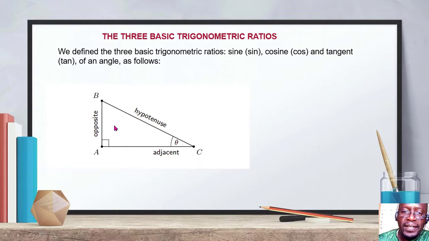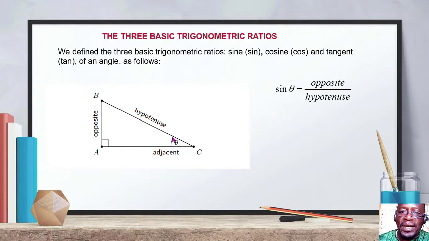And the side opposite the angle, we call the opposite. The side adjacent to the angle, we call the adjacent. And the longest side of the right angled triangle, we call the hypotenuse. Therefore, the trig ratios are as follows.